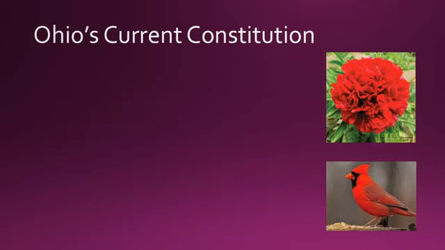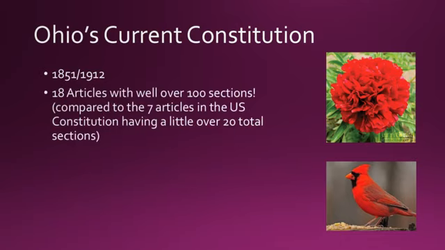Ohio's current constitution, okay, we essentially call it the 1851 Constitution, but sometimes you'll see it referred to as the 1912 Constitution because it was changed so much from those 33 amendments that were passed, okay? So as it's written today, there are 18 articles with well over 100 sections.